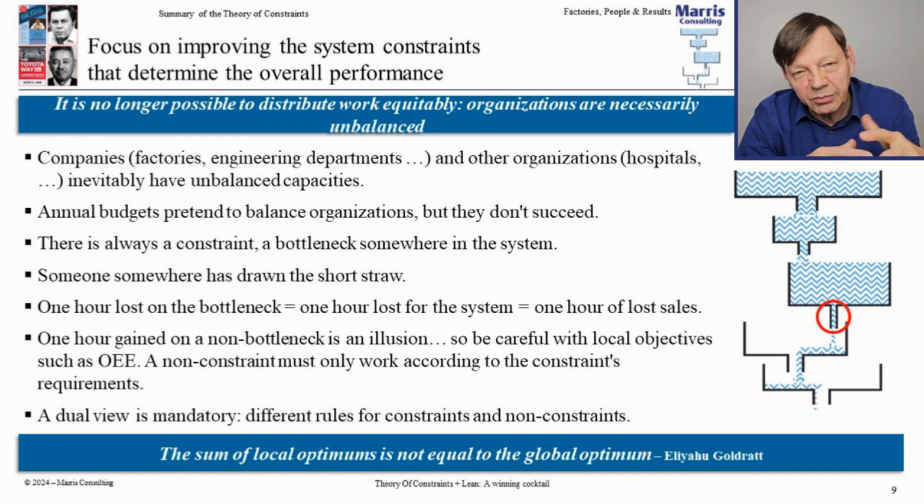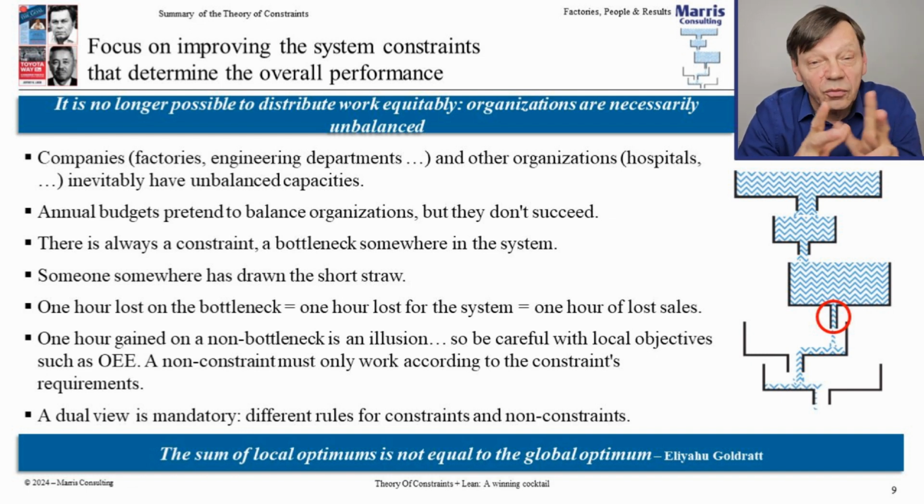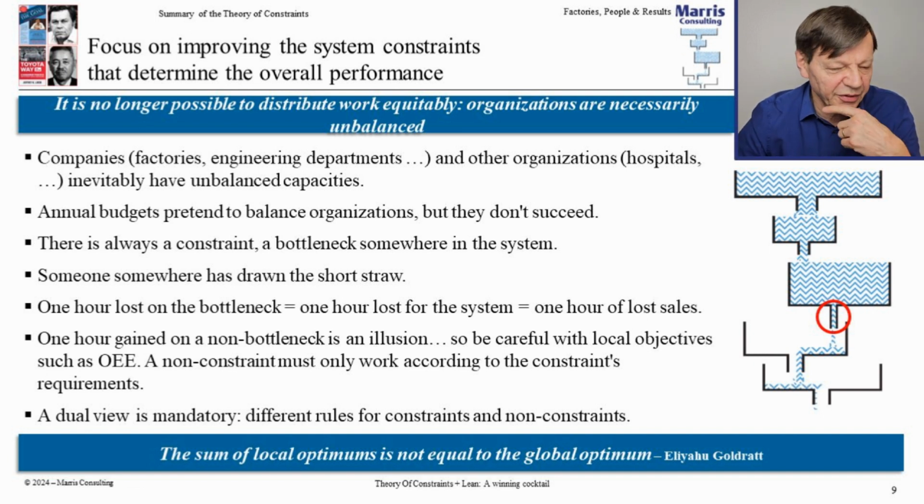And that means from there on that you need to have a dual view. There are two sets of rules, whether it's a bottleneck or a non-bottleneck, and those rules are nearly the opposite of one another, right? And so, once you've understood the theory of constraints, you can't really answer any question until you've worked out whether you're talking about the constraint or the non-constraint, because the answer is probably going to be about the opposite.